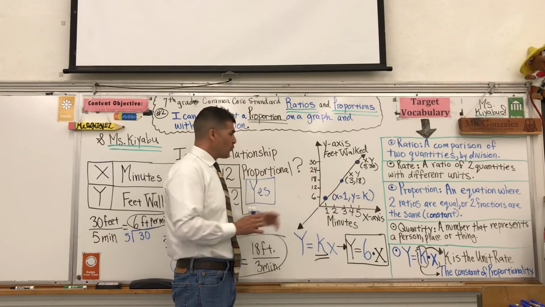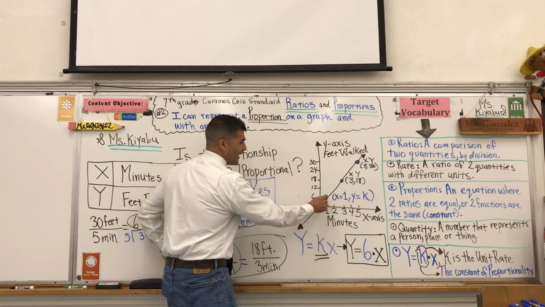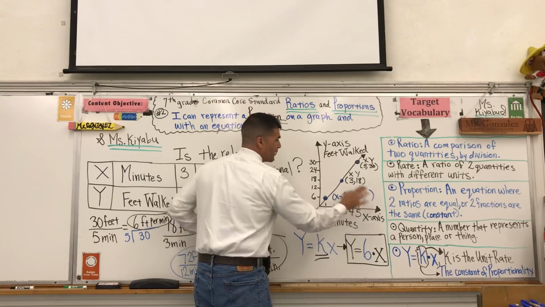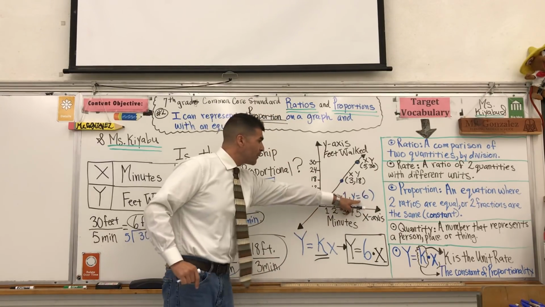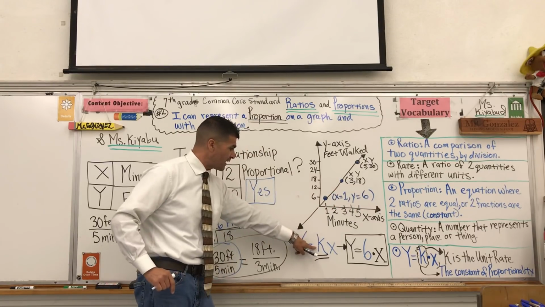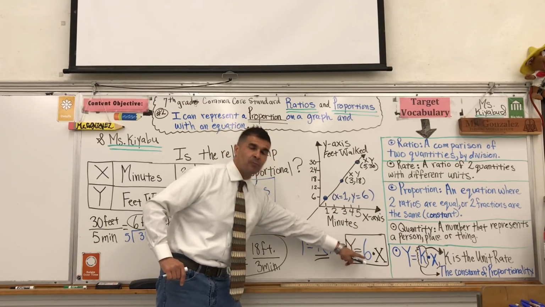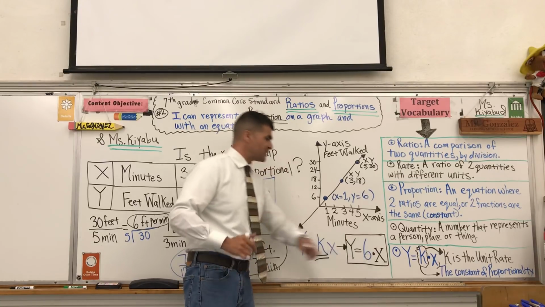That's k. Well, let's see where this point is. If I go 1 unit to the right, that's 1 minute. And then I go up, and it takes me to where this y number is 6. So this y number happens to be the number 6 right here. Whatever the y number is when x equals 1, this is your value of k. So I take my y number and I replace it for the variable k. This is my equation. y equals 6 times x.